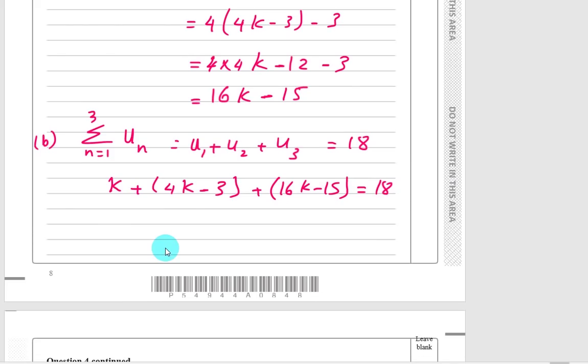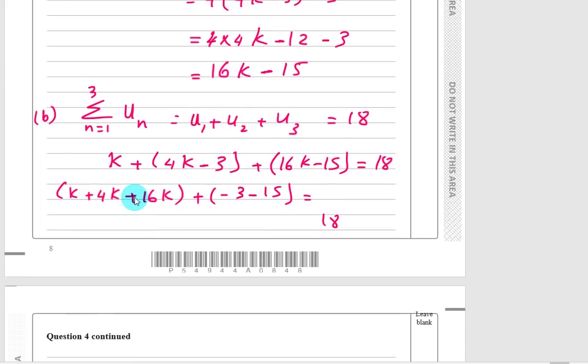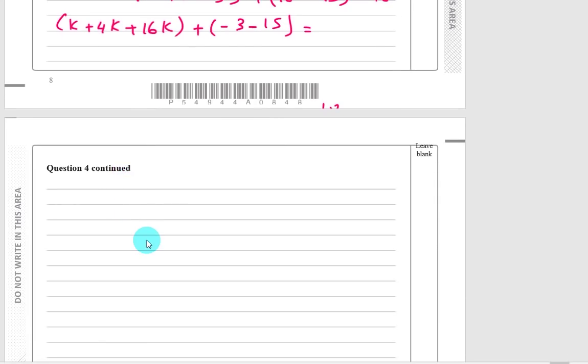So now k plus 4k plus 16k, minus 3, minus 15 equal to 18. So 21k minus 18 equal to 18.